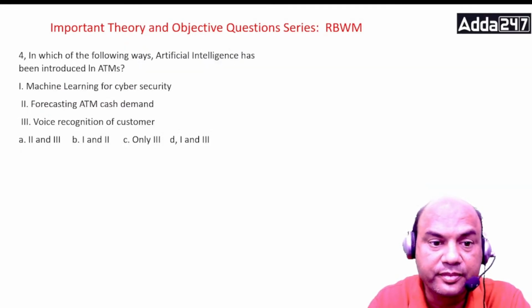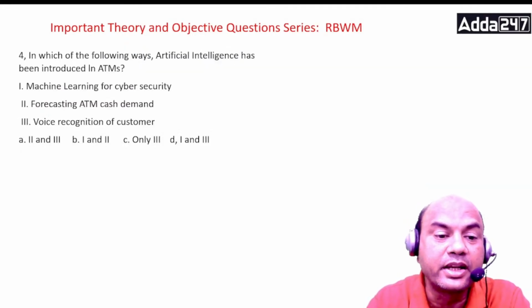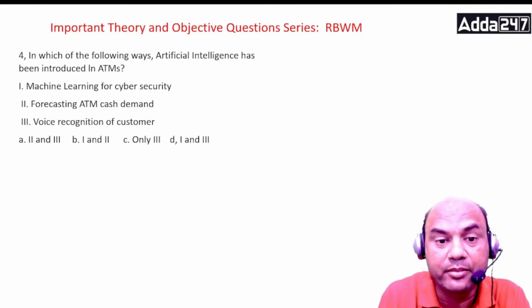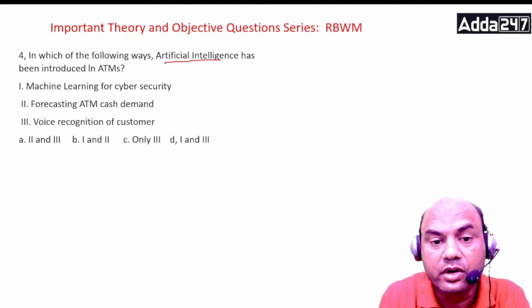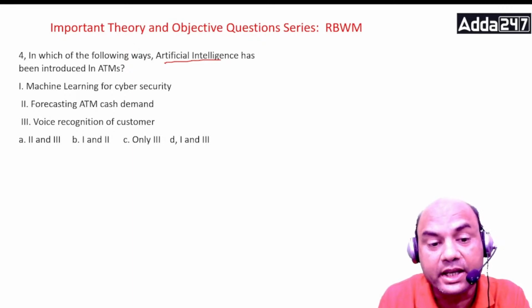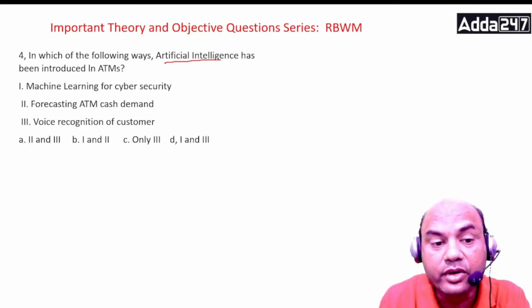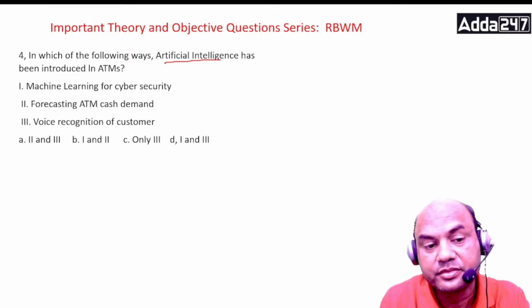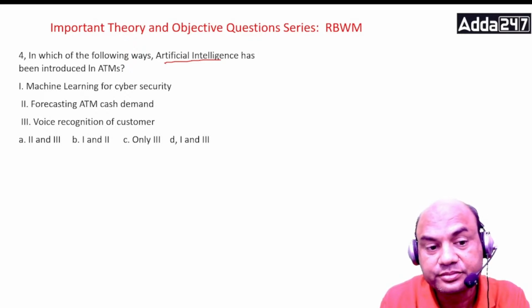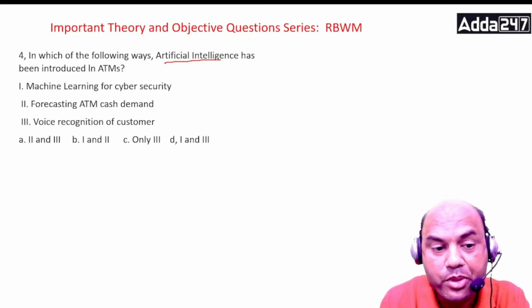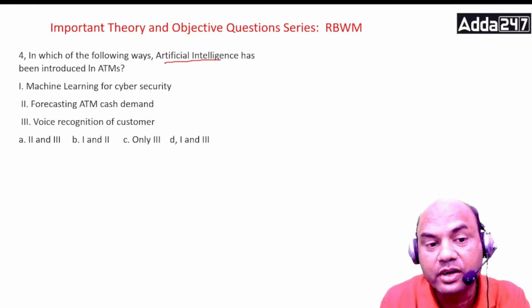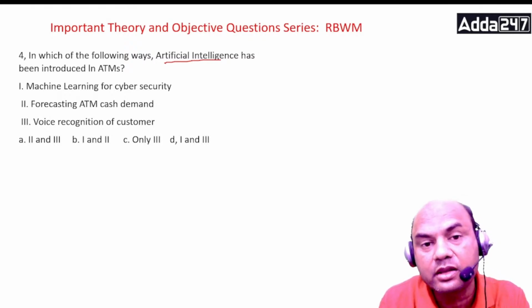Got it? In which of the following ways has AI been introduced in ATMs? AI means artificial intelligence. How do you introduce AI? Machine learning for cyber security, forecasting ATM cash demand, voice recognition of the customer. Think over it. Which one is correct? 2 and 3, 1 and 2, only 3, 1 and 3. All the 3 are not correct.